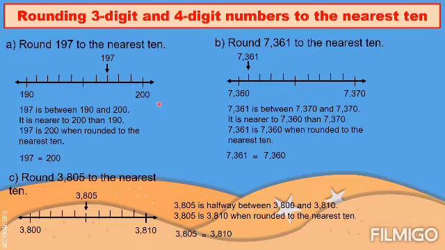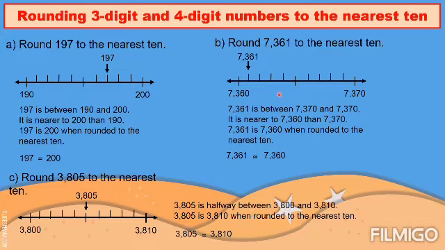So we have here: round 7,361 to the nearest 10. So now class, 7,361 is between 7,360 and 7,370, as shown here in the number line.